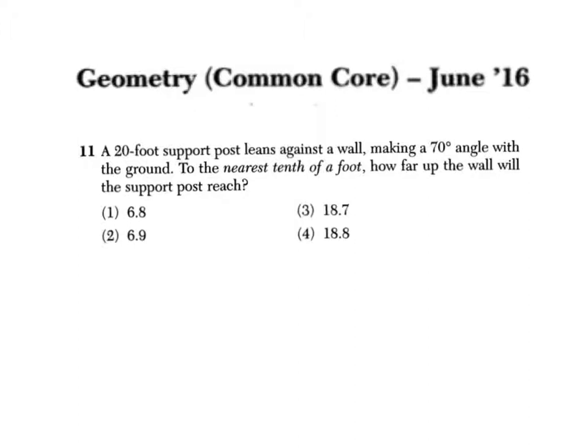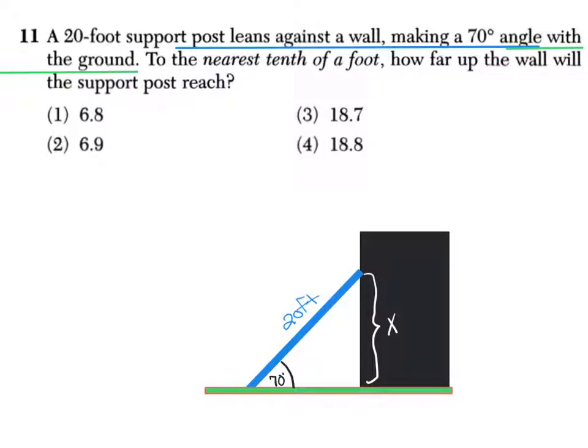The first step would be to draw a picture and label it. Here I have started my drawing. I have a right triangle. The black rectangle is the building. Then I have the blue segment, which is my post, which is 20 feet long at an angle of 70 degrees to the ground, which I have in green. So the post and the ground together make the 70-degree angle. I'm looking for how far up the wall the post is, which I called X.